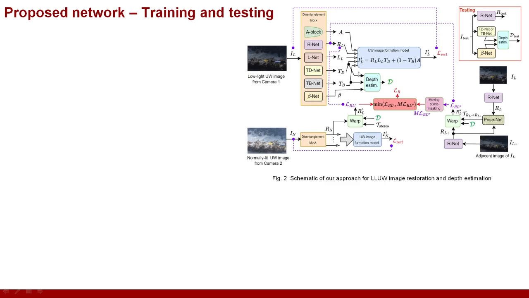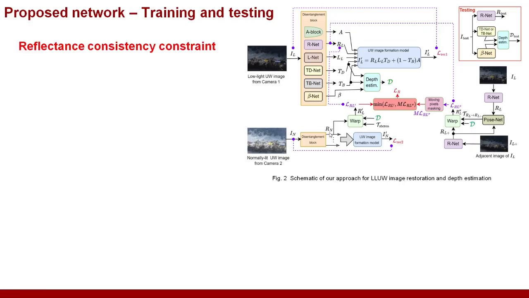Then these components are combined using the image formation model to get I_L dash. Ideally speaking, this I_L dash should be equal to I_L. So we have a loss between I_L dash and I_L. Then similarly, we disentangle the normally lit underwater image into its components, and we take the reflectance R_n.